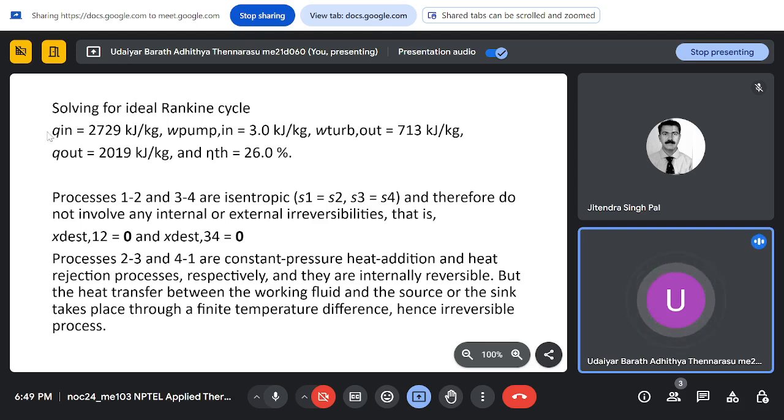The heat added comes out to be 2729 kilojoule per kg, and the work done in the pump, that is specific volume times the change in pressure, comes out to be 3 kilojoule per kg. Similarly, the turbine work out is 713 kilojoule per kg, and the heat rejected is 2019 kilojoule per kg. This is all we can find from an ideal Rankine cycle, and the thermal efficiency will be 26%. That is 713 divided by 2729, which comes out to be 26%.